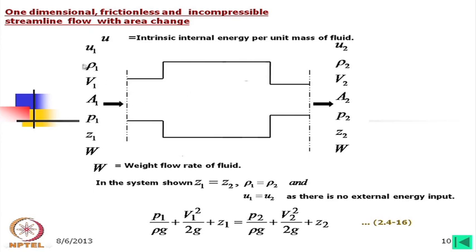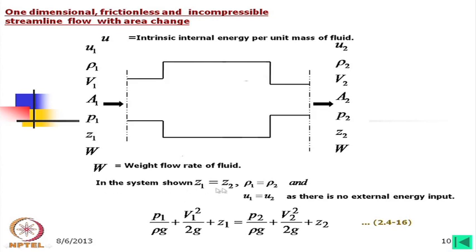Now, this one again has a density rho 1, velocity V1, pressure P1, and Z1 is the height of this fluid from a datum line, and W is the weight flow rate of fluid. On the outlet side also we consider U2, rho 2, V2, A2, P2, Z2 and W.